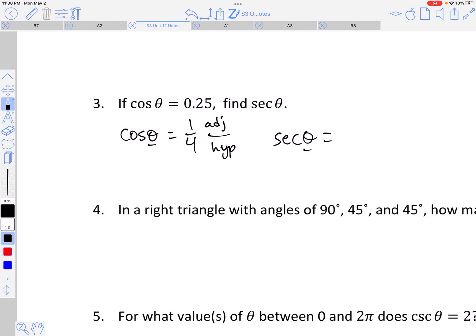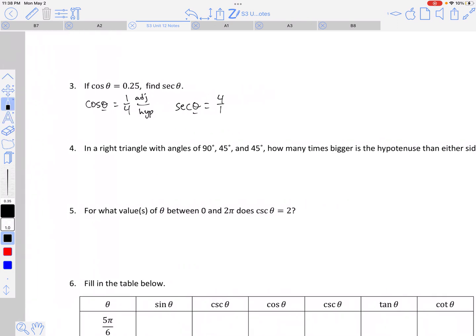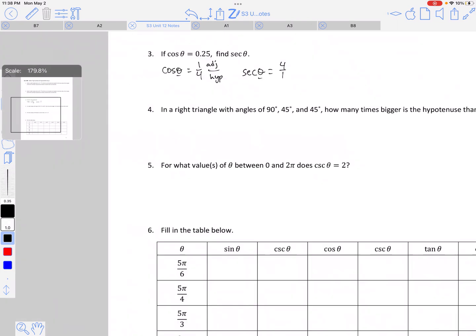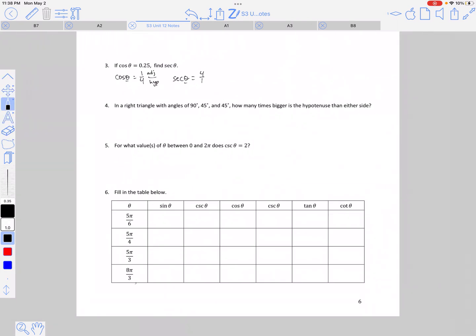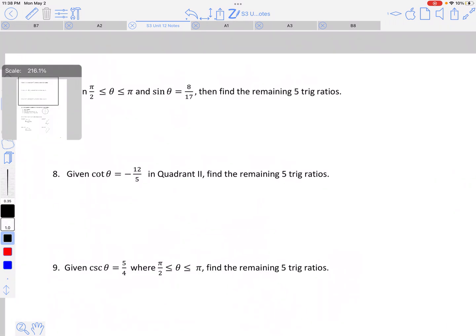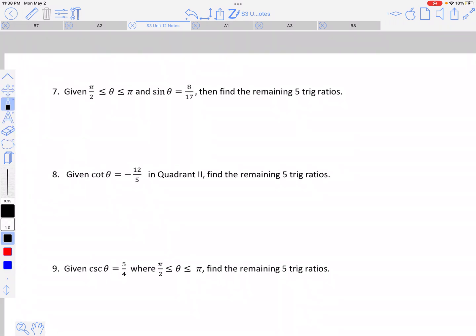the same triangle and the same angle of that triangle. So if I remember, secant is just the reciprocal of cosine. I know that it is hypotenuse over adjacent, 4/1, or 4. Alright, number 5. Well, let's actually do number 7.